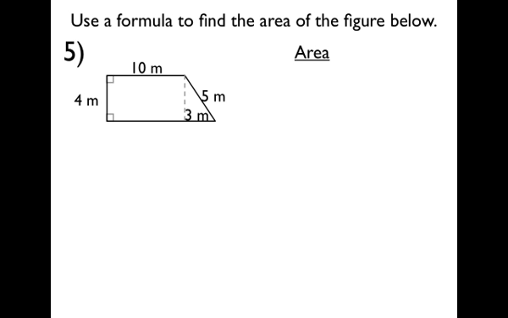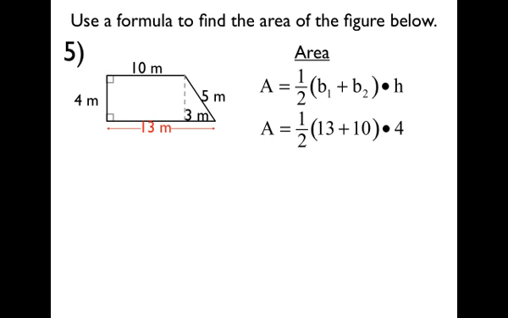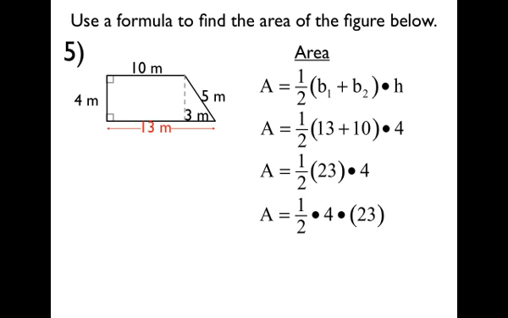Okay, so we want to find the area here, but notice they don't give us the base 2. So what would base 2 be? Well, if the top is 10, and then in that little section of the right triangle we have 3, 10 plus 3 is 13. So we'd have 13 plus 10. Gives us 23. 1/2 times 4 is 2, and 2 times 23 gives us 46 meters squared.